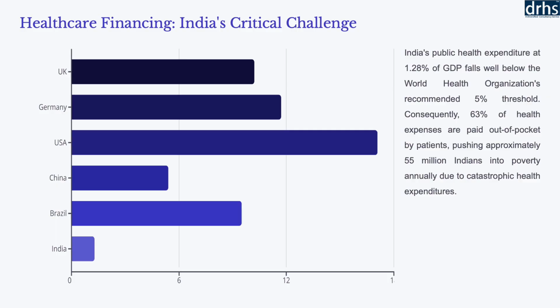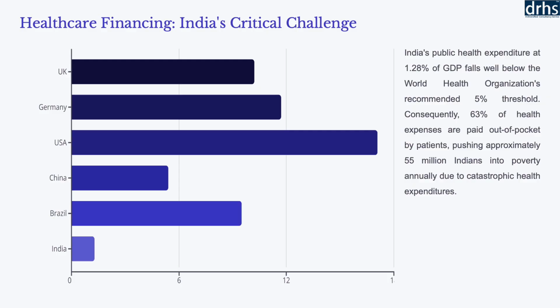This chronic underinvestment in public health systems has a direct and devastating consequence: a heavy reliance on out-of-pocket expenditure, OOPE. Currently, 63% of total health expenses in India are paid directly by patients at the point of care. This model is financially catastrophic for millions, pushing an estimated 55 million Indians into poverty each year when they are forced to choose between paying for medical treatment and other essential needs like food and education.